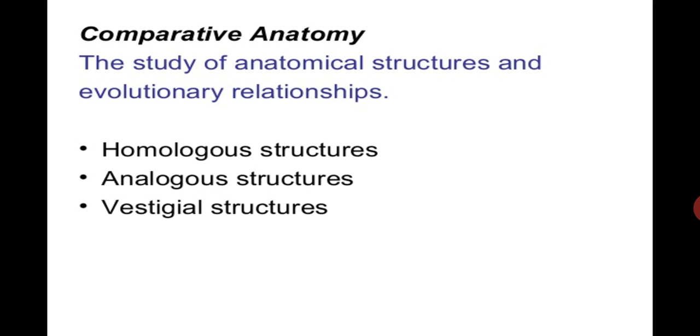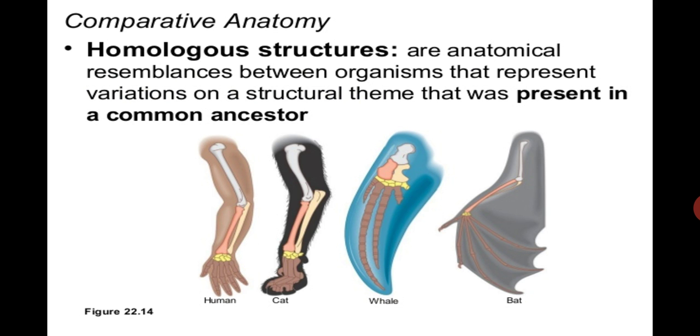The next evidence is given from comparative anatomy, the study of anatomical structures and evolutionary relationships. These could be homologous structures, analogous structures, and vestigial structures. First of all, we will read about homologous structures. These are the anatomical resemblances between organisms that represent variations on a structural theme that was present in a common ancestor. Here you're watching that the hand of the human, cat, whale, and bat have some homology.